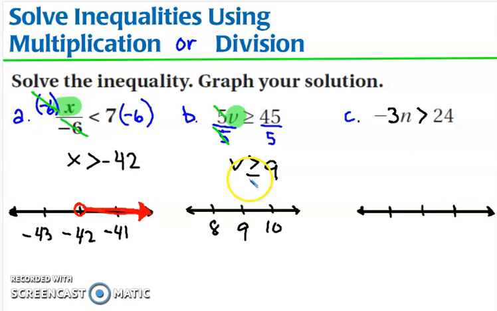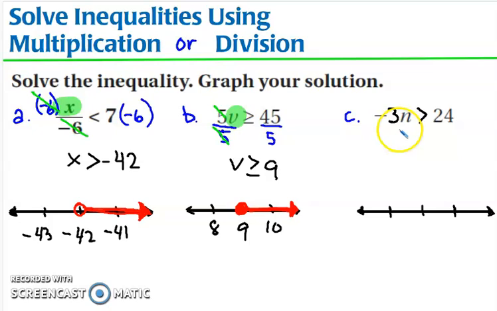Since there is an equal sign on or underneath the inequality, we mark 9 with a closed circle, and then the arrow points to the right, so we shade half of the number line to the right of the circle. So this circle is like our boundary.